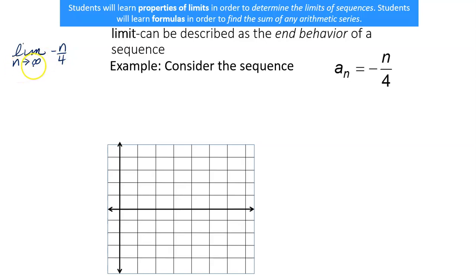So we have the limit as n approaches infinity of negative n divided by 4. What we're going to do is look at those terms. So we find the first term. We put in a 1. And over here, this is positive 1. This is negative 1. And we've got negative 1/4. So negative 1/4 would be about there.